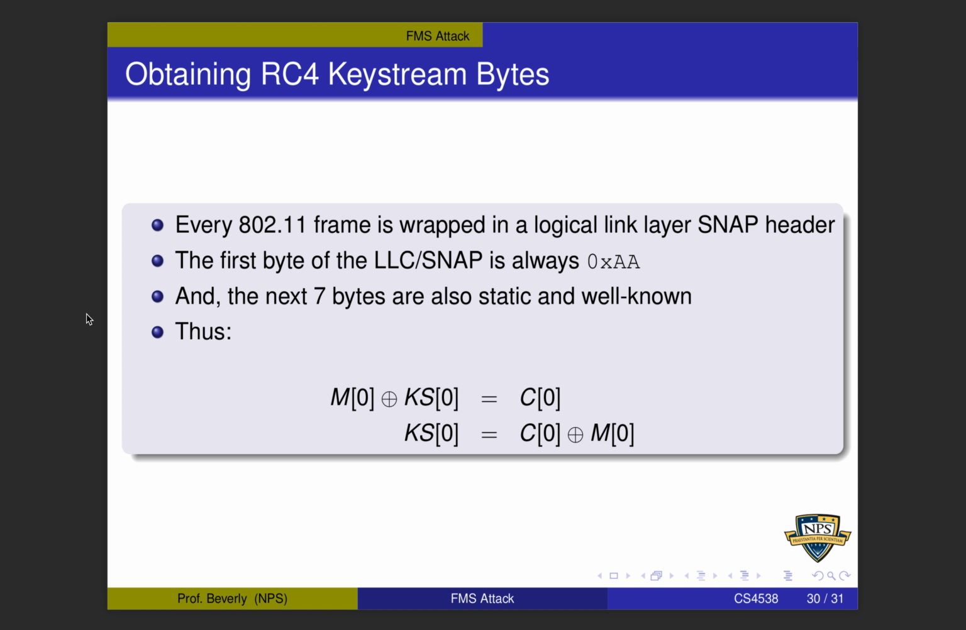Every 802.11 frame, in fact, is wrapped in something called an LLC SNAP header. This is a logical link layer. The first byte of the LLC SNAP is always 0xAA, meaning it's a single byte with hex AA. And in fact, the next 7 bytes are also static and well known. Therefore, in order to figure out what the keystream is, we can simply take this known plaintext, which for instance is the byte AA, and XOR it with the ciphertext. That will give us the first byte of the keystream.